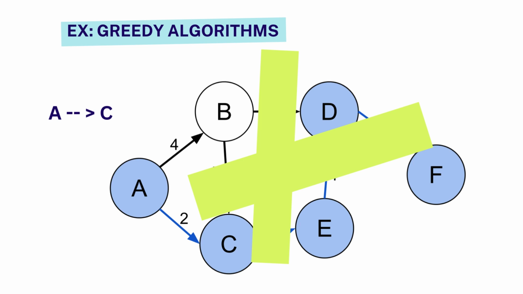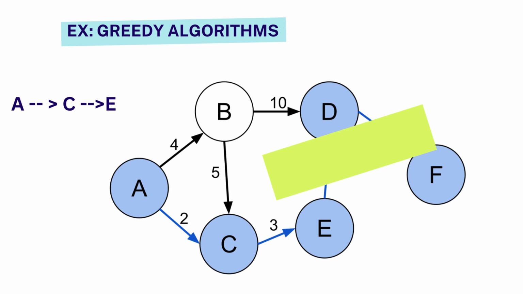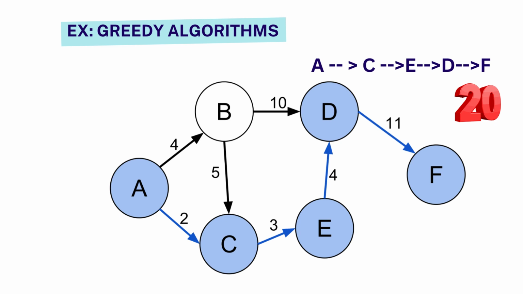For the greedy algorithm, from A it has two paths, 4 and 2. 2 is smaller than 4, so it will choose to go to C. Then from C, it doesn't have any other choice because it cannot go to B; it can only go to E. So it will go from A, C, and E. Then from E, likewise, it has only one choice to go to D, and from D only one choice to go to F. So the only pathway here is A, C, E, D, F according to the greedy algorithm. The weightages are 2, 3, 4, and 11, totalling 20.